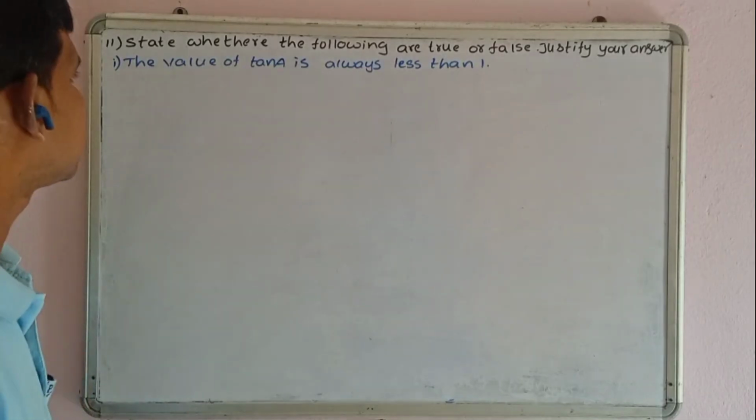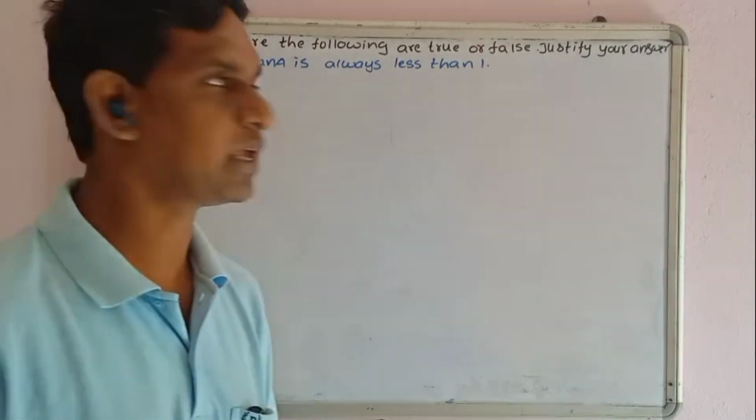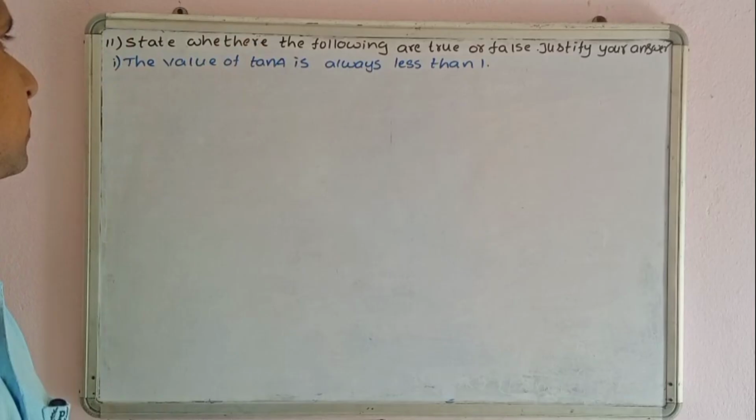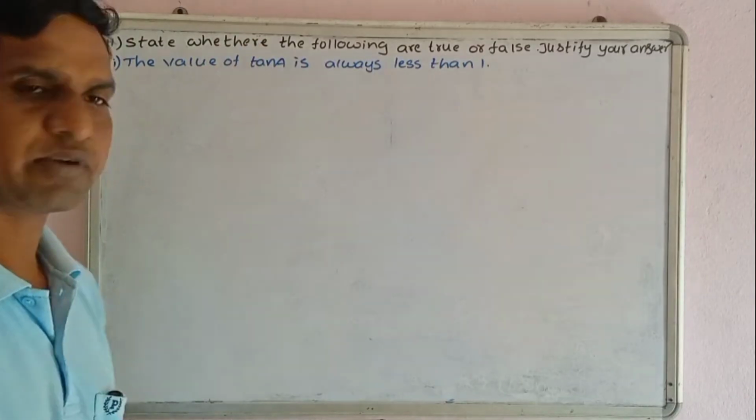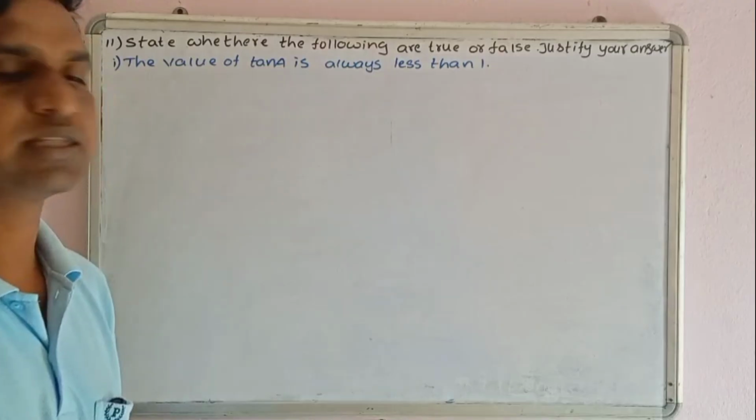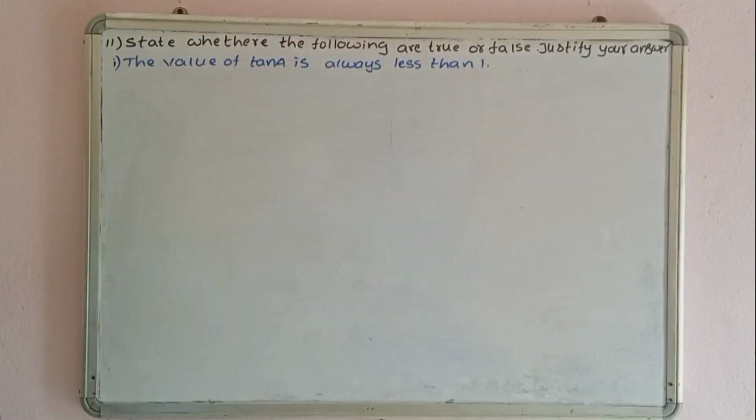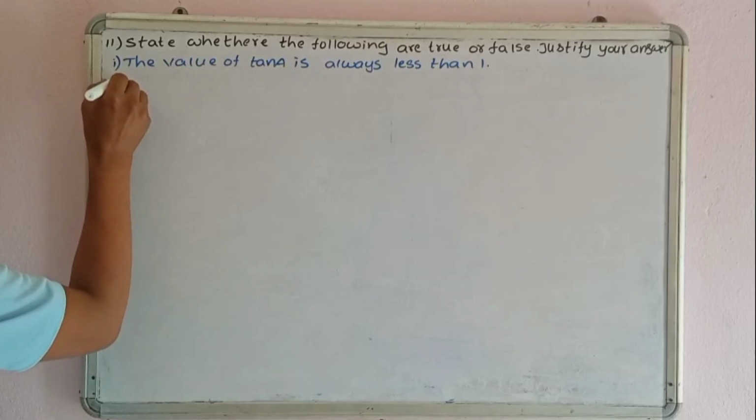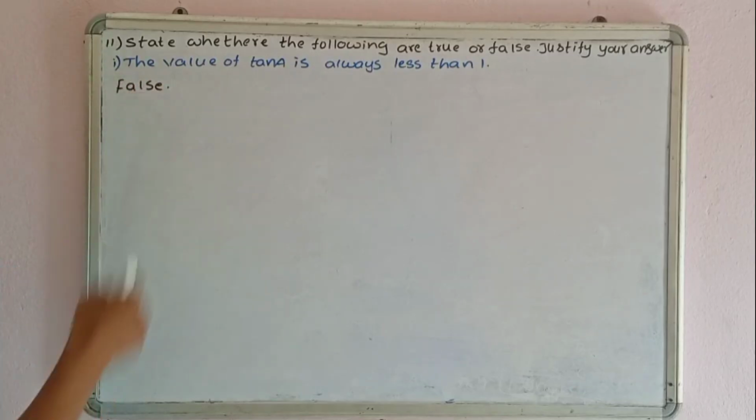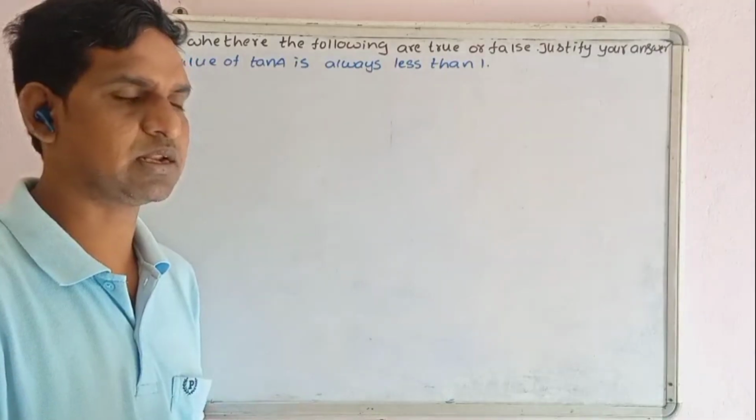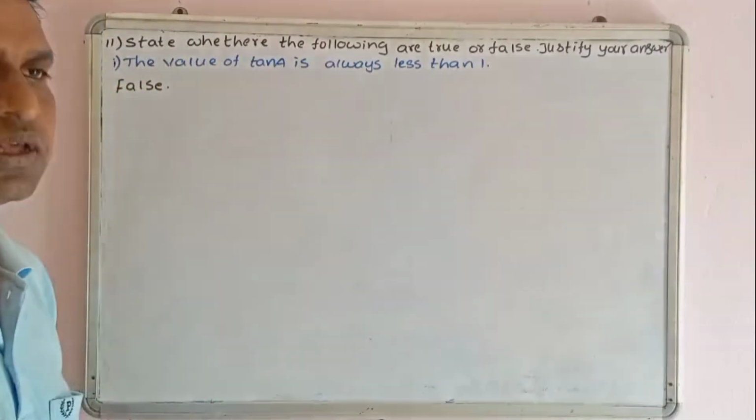Problem 11. State whether the following are true or false. Justify your answer. So here some statements are there. See the first statement. The value of tan A is always less than 1. Is it true or false? It is exactly false, because the value of tan A may be 0. That means maybe less than 1, greater than 1, equals to 1.